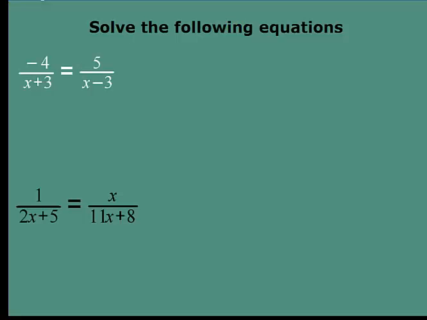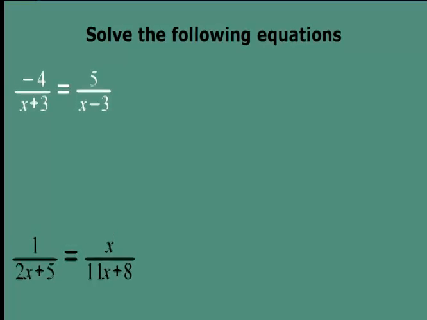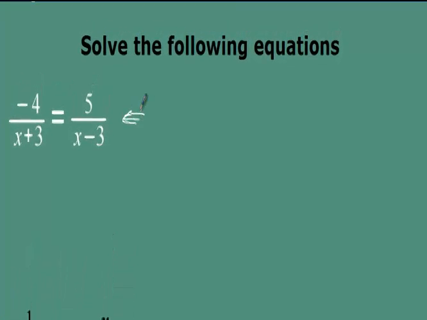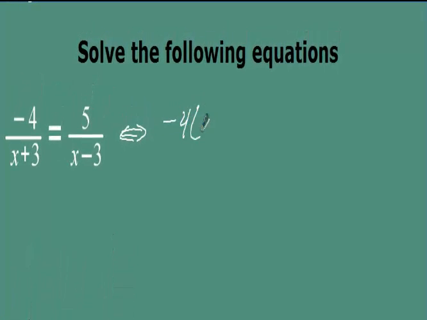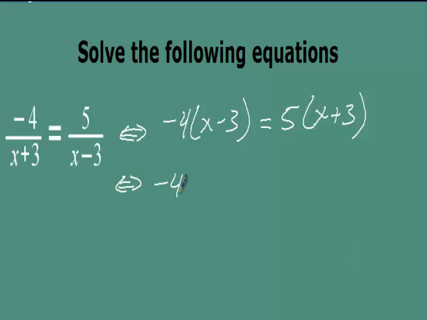Do we have a fraction equals a fraction? Yeah. So we're going to just do what we have been doing, cross multiply. Negative 4 times (x minus 3) equals 5 times (x plus 3). How do I solve it? Distribute. So distribute on the left, and I get negative 4x plus 12. Distribute on the right, I get 5x plus 15.